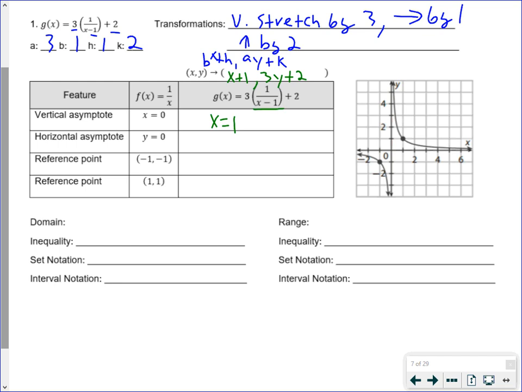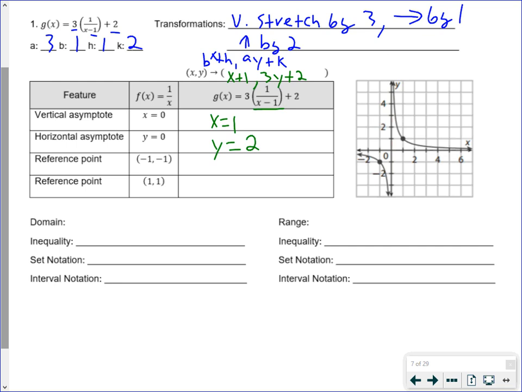Or in other words, it's our h value. For our horizontal asymptote, for f of x equals 1 over x, that's y equals 0. But for our g of x, our transformed function, it's going to be what y equals when you set the whole fraction part equal to 0. So in this case, it's just going to be 2, or in other words, your horizontal asymptote will be your k value.